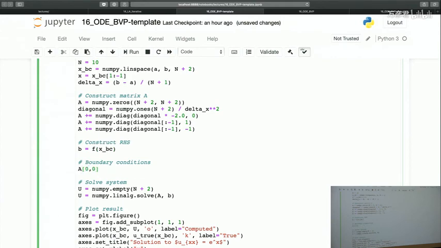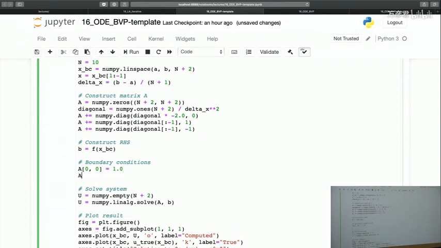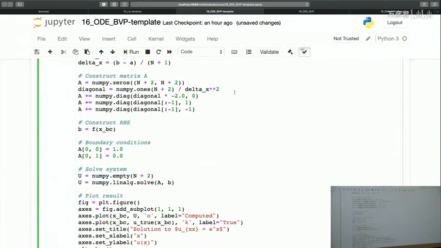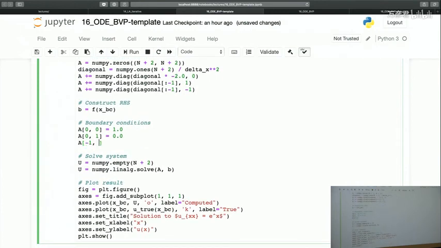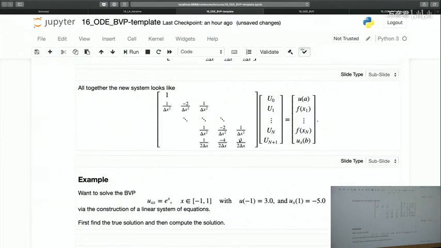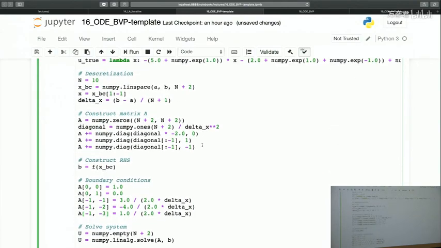We know that entry 0,0 in our matrix is supposed to be 1, and then the other value from before is no longer the right thing, so I have to set it to 0. So that's taking care of this first row up here. And then I need to handle the last row, so that's going to be the -1 row. The -1 value is going to be 3 divided by 2 times delta x. -2, so this would be the second column from the end, was -4. And this last one was 1. So that's -3. So 3, -4, and 1 for that. So just replacing that last row.